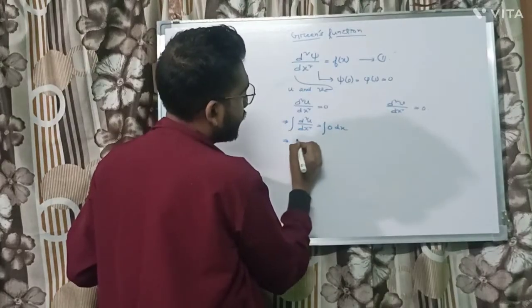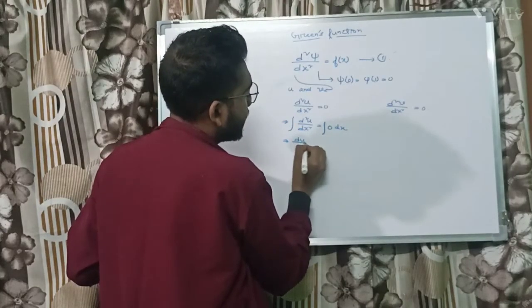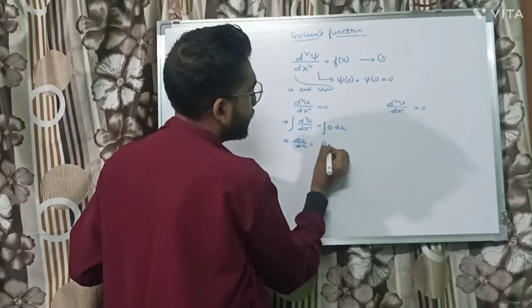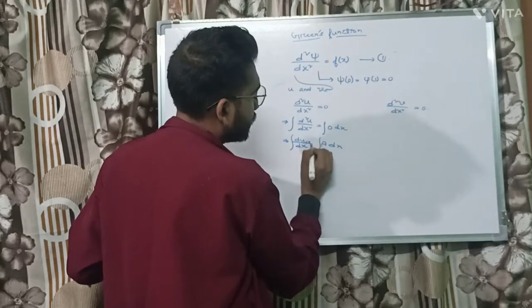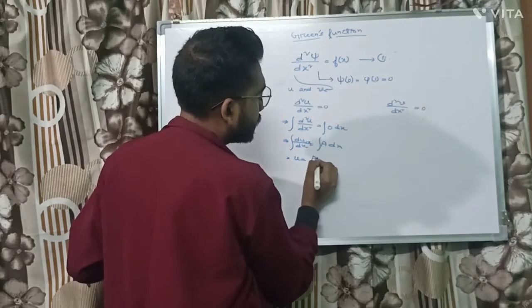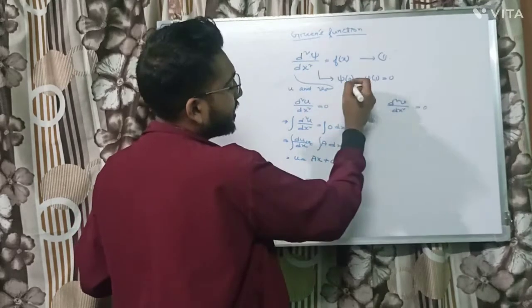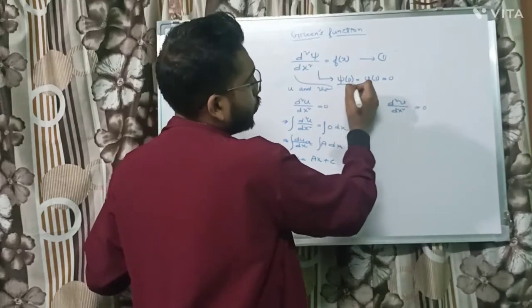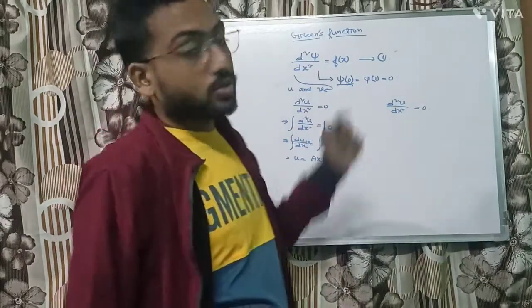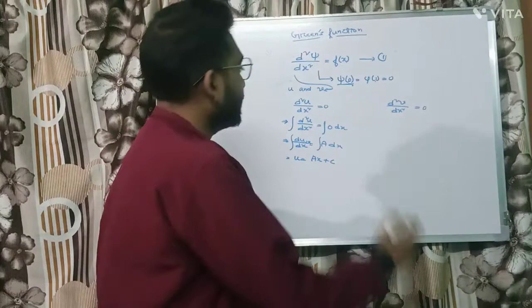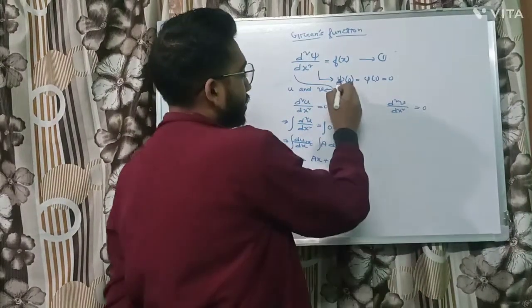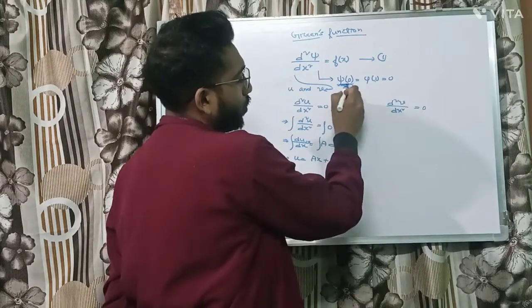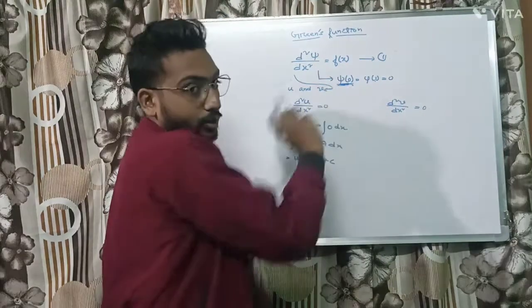I will get du by dx equal to a. Again I will integrate it, and I will get u equal to ax plus c, but I have some boundary conditions at psi equal to 0. So the boundary conditions that psi is going to follow are also followed by its solutions.